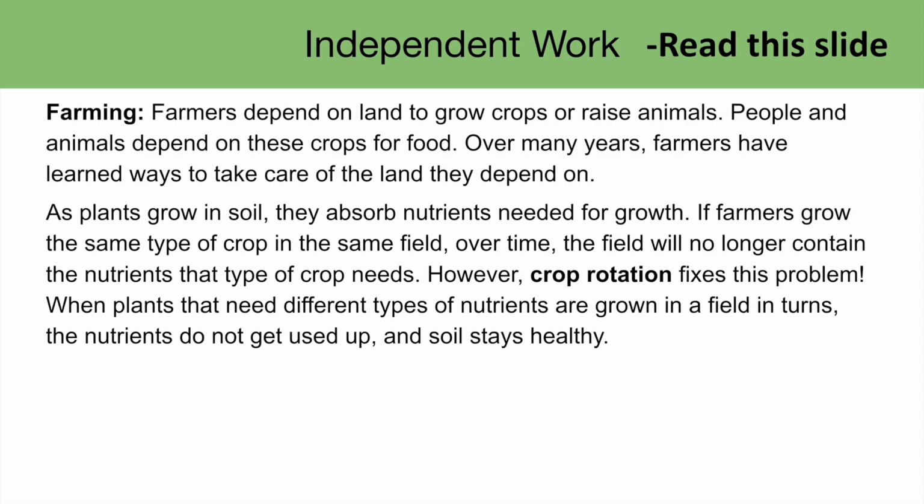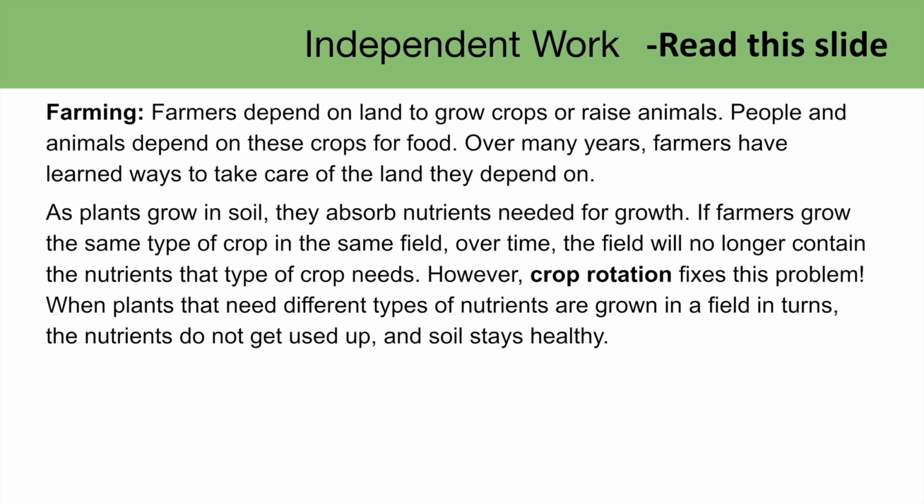Farming. Farmers depend on land to grow crops and raise animals. People and animals depend on these crops for food. Over many years, farmers have learned ways to take care of the land they depend on. As plants grow in soil, they absorb nutrients needed for growth. If farmers grow the same type of crop in the same field over time, the field will no longer contain the nutrients that type of crop needs.